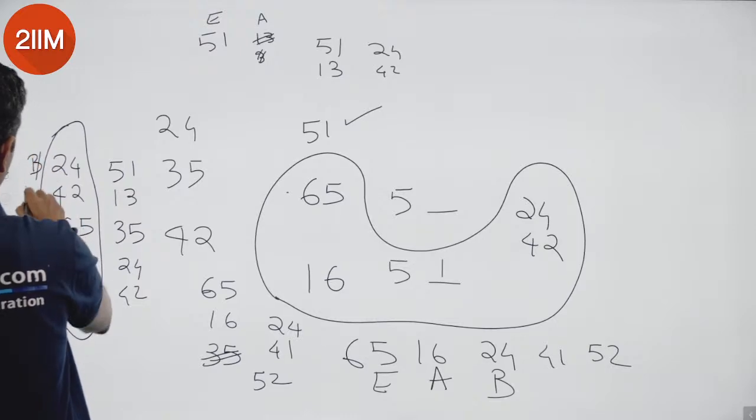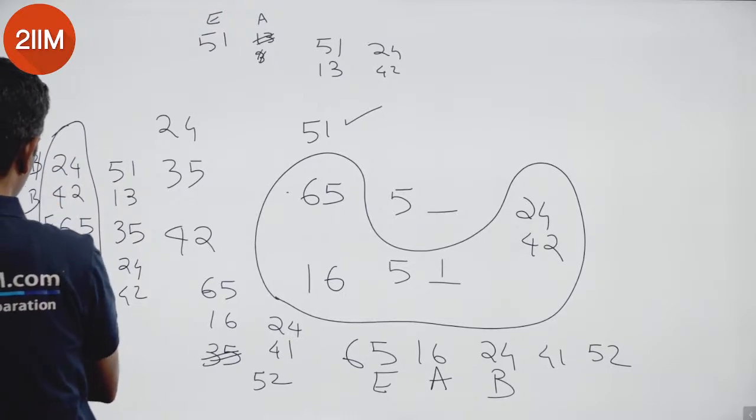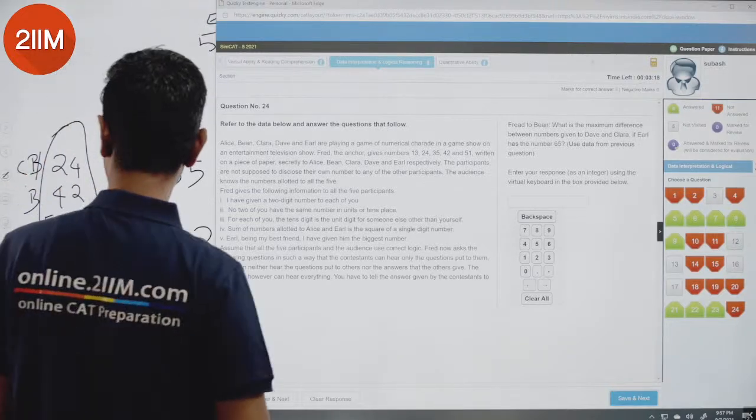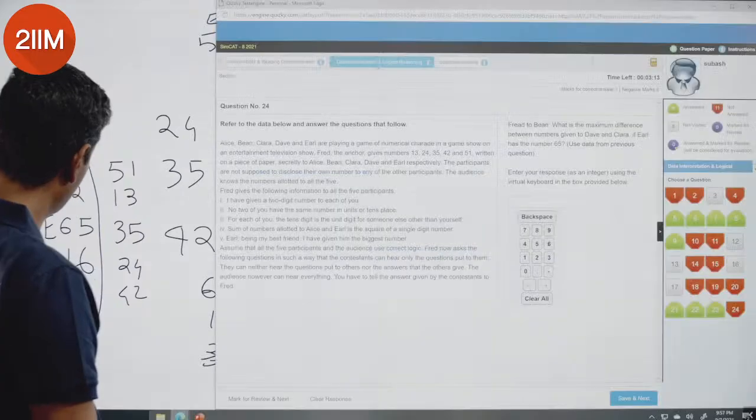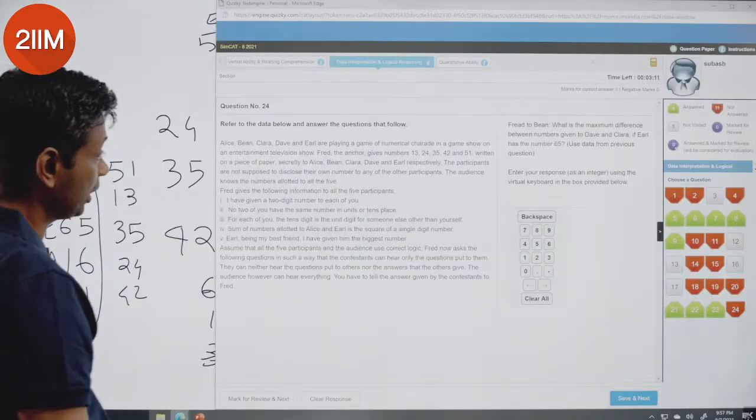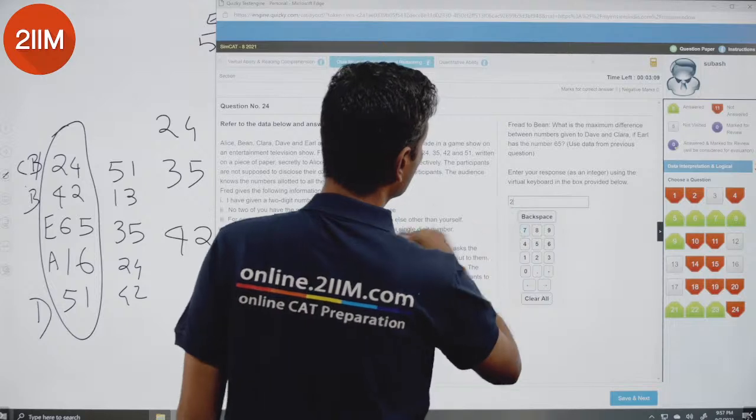B or B, C and D. 27 could be the difference. If I have 24, I'll put 42. 51 and 42 are possible answers. So 27 could be the difference.